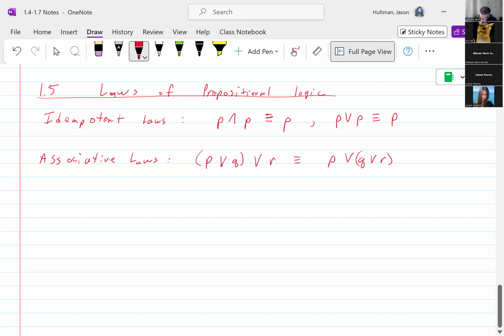Not in any order, but we can group them first and second however we want, as long as they maintain the order and they're all or statements. The same thing with and statements. If they're all and statements, we can group them in any way, as long as they're in the same order. Very similar to the associative laws of addition in mathematics.